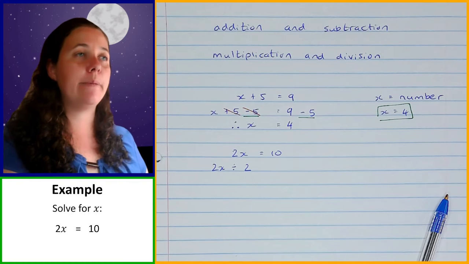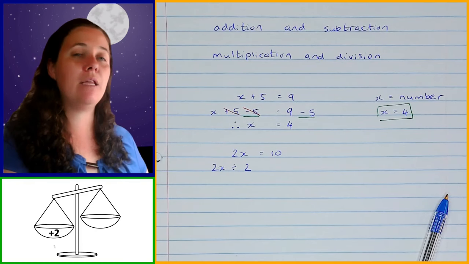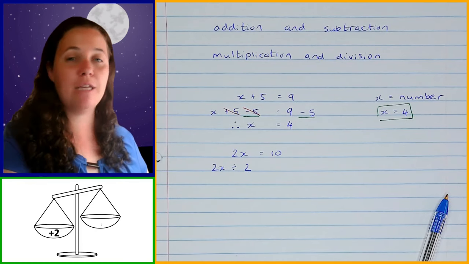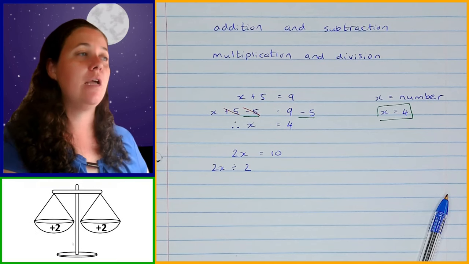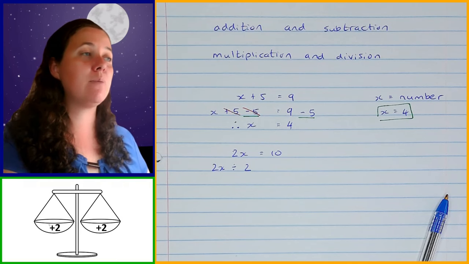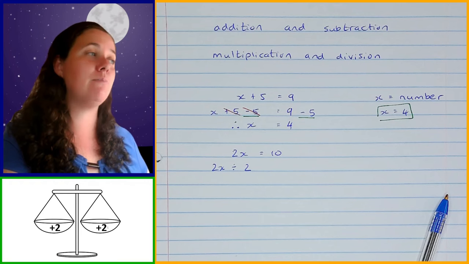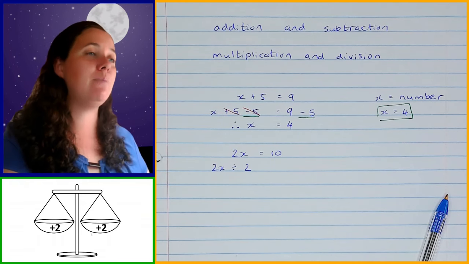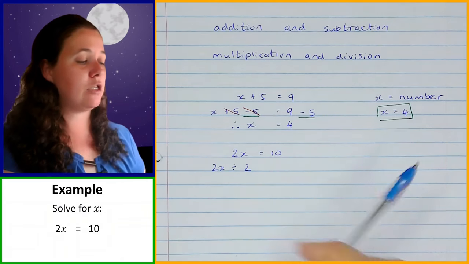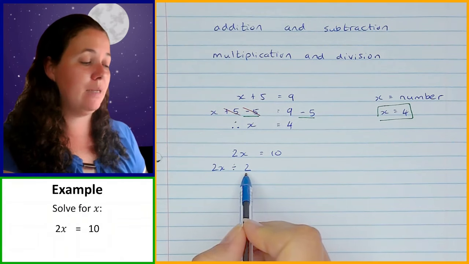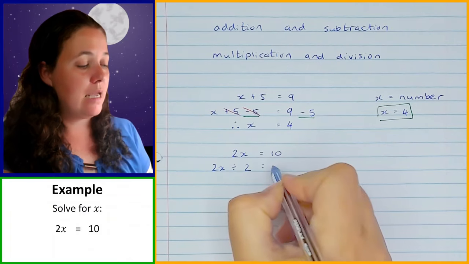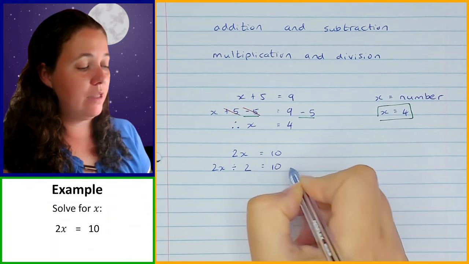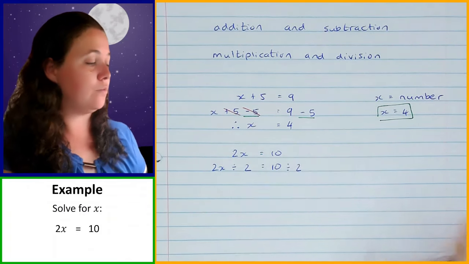Remember, if I do something to one side of the equation, I have to do the same thing to the other side of the equation as well, to keep it balanced. So if I've multiplied by 2 on one side, I have to multiply by 2 on the other side. If I divide by 2 on one side, I have to divide by 2 on the other side as well. So that's what I'm going to do over here. If I have 2x divided by 2 equals 10, the numbers do the same thing: divide by 2.